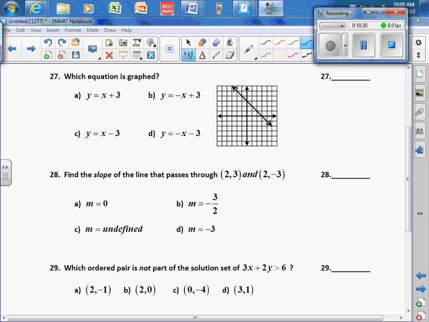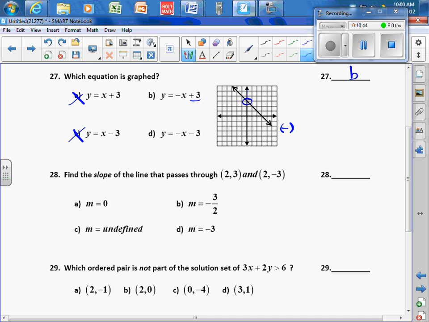Again, when we ask ourselves which equation is being graphed here, we need to know that the slope is going downhill. Therefore, the slope is going to be negative, and that takes care of A and C. We can toss those out. Well, what's the y-intercept? The y-intercept is positive 3, so it looks like the answer is B here.